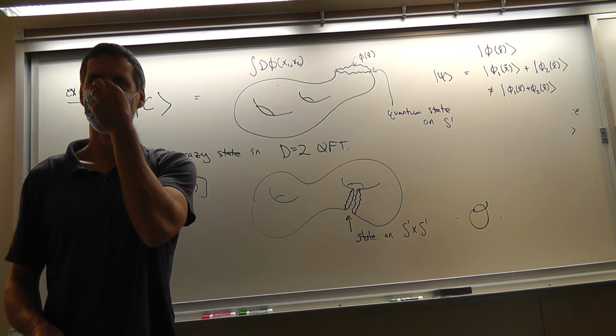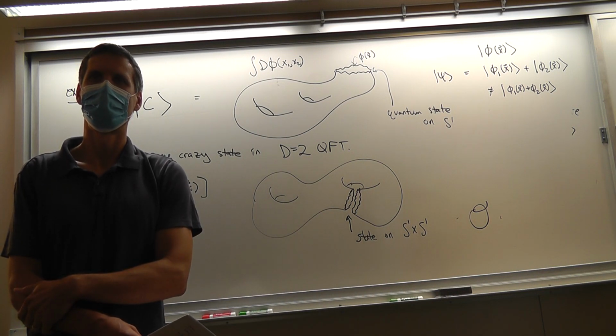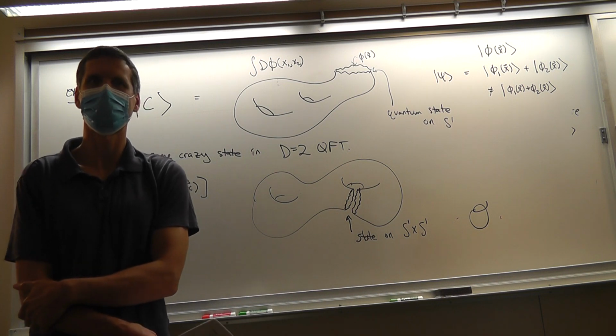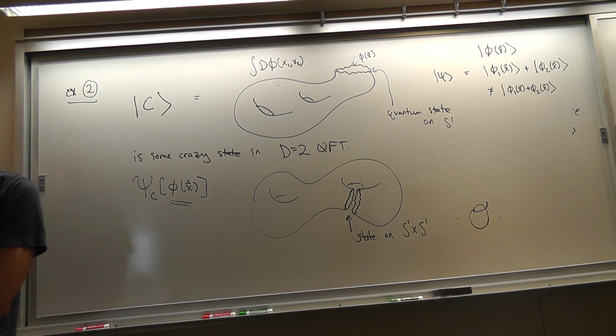So I can't make any statement like that this map from cut path integrals to states is injective or surjective. Generally, no. I'll have more to say about that when we start inserting operators, but generally, no.